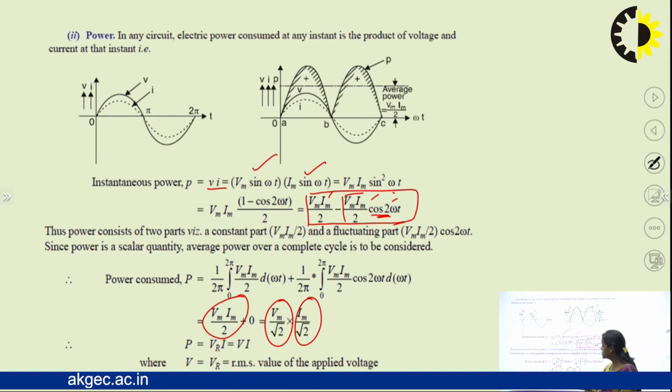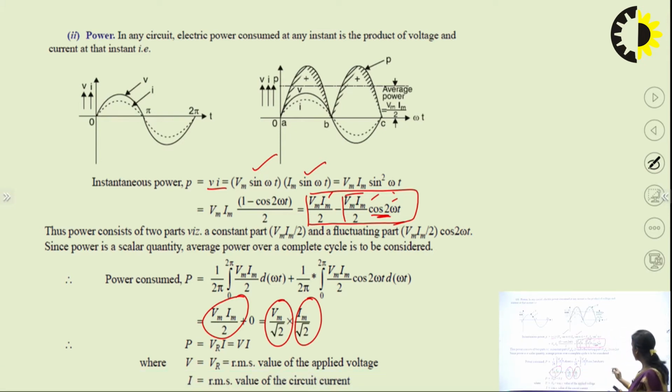So you can write P is equal to VI. Here V and I are written without the subscript m, it means we are writing capital V and capital I denoting the RMS value. It is not necessary that we always mention RMS. Sometimes we can mention it, but if it is not mentioned, it is understood that these are the RMS values. So P is equal to V into I, where V and I are the RMS values. So this is the average power.